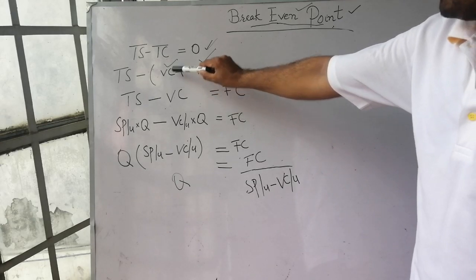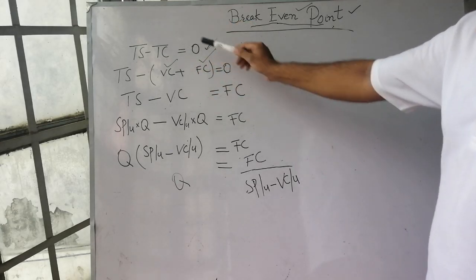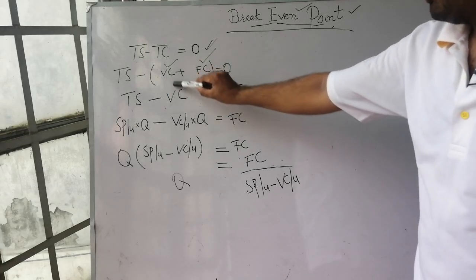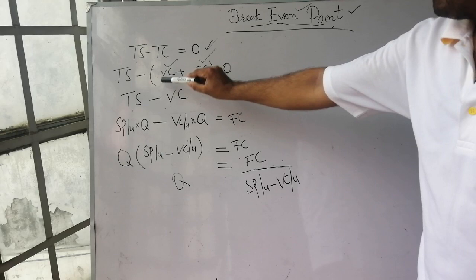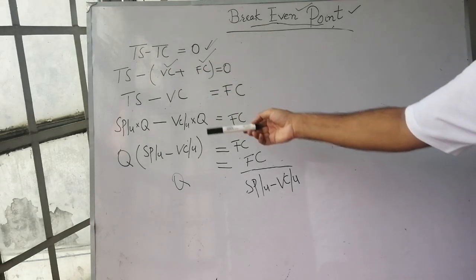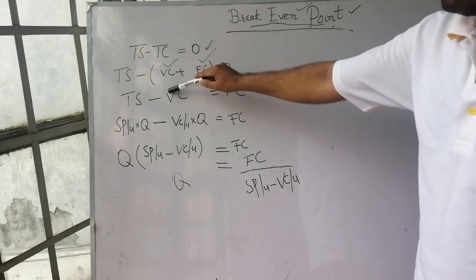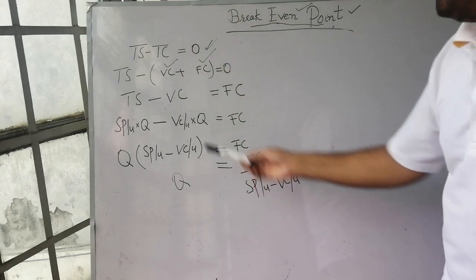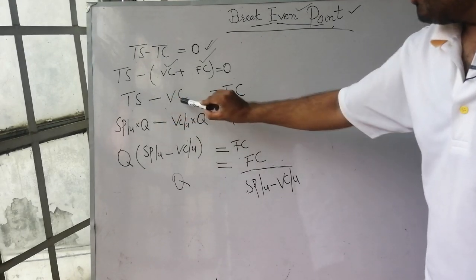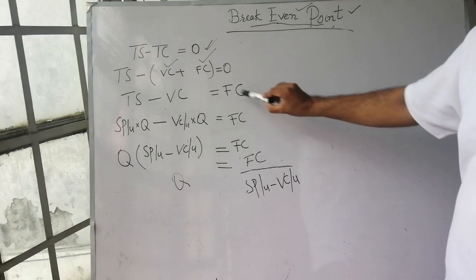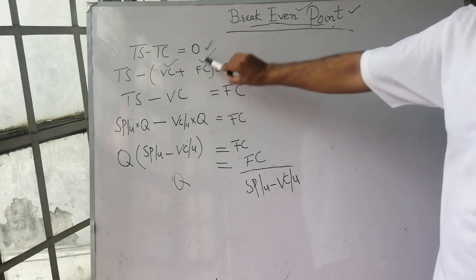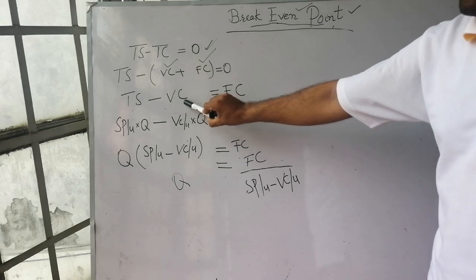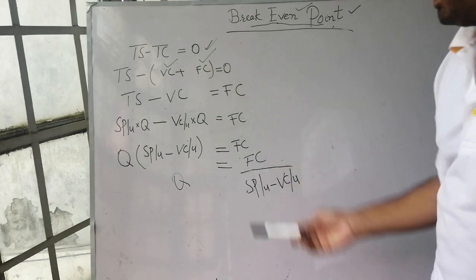The variable cost will increase or decrease as you increase or decrease the production, like material, labor, FOH, these types of costs. As you increase the units, the variable cost will increase. Fixed cost will remain the same. Total cost minus variable cost is equal to fixed cost. If we take variable cost to the other side, then total sales minus variable cost is equal to fixed cost.